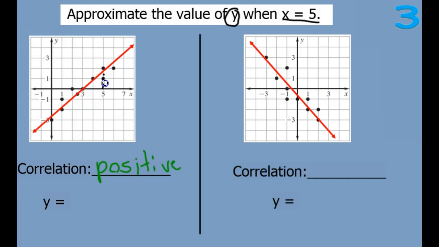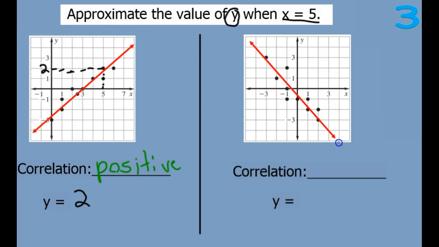about where our 5 hits our line. And at that point, there's a point right there, that's about 1, 2 on our y. So our y would be about 2. Approximate means get close, just guess, but make sure it's still an educated guess or it makes sense.